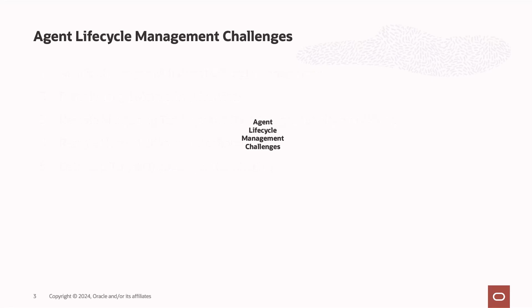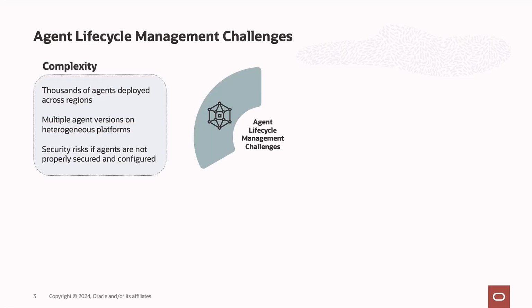Let's review some of the lifecycle management challenges that administrators are facing today. We believe at a macro level there are three key challenges. The first challenge is agent complexity. One of the key challenges in agent lifecycle management is the complexity of managing agents across different geographies and heterogeneous platforms. In upgraded environments, there may be multiple agent versions requiring careful management and lifecycle operations. Securing agents for secure communication adds an additional layer of complexity.